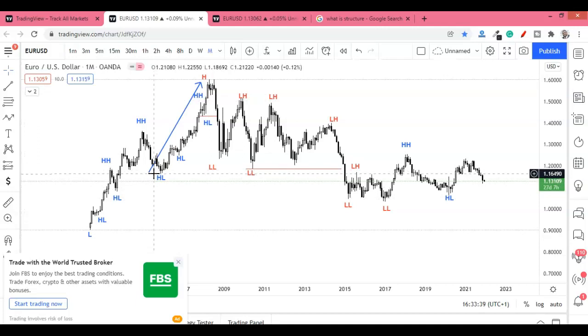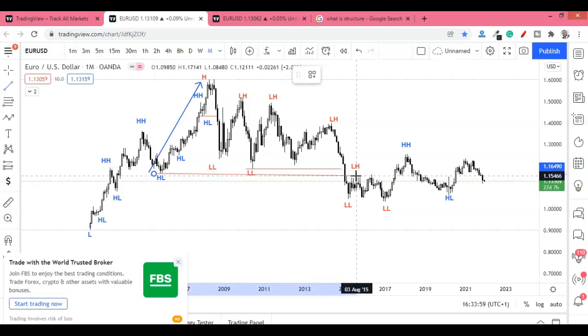This is the main impulse leg that led to this. This is the last low that led to this high. Now, market has been doing a minor break within. Okay, as it stands here, the market is still bullish until this low is taken out.